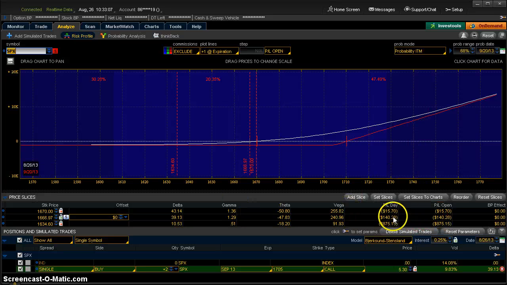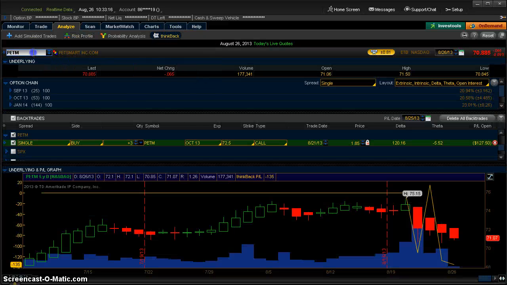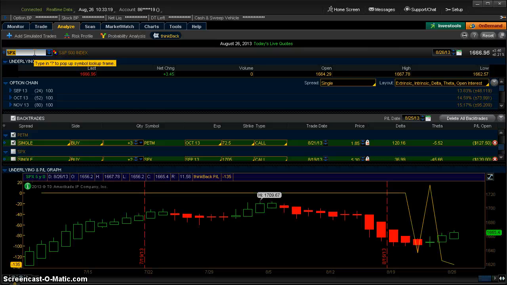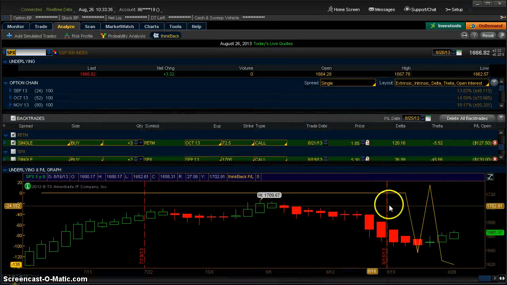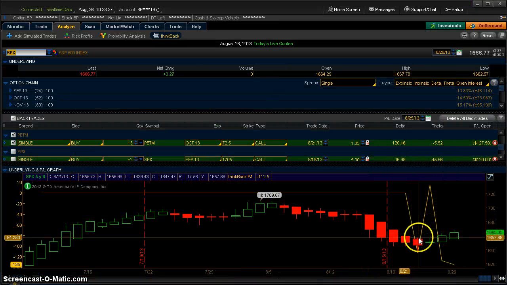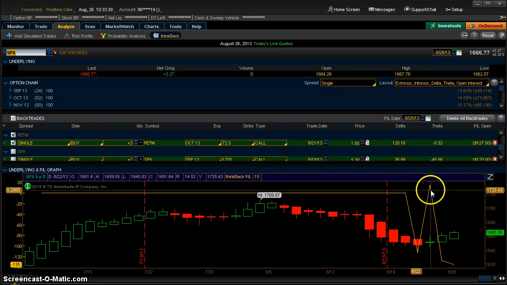Currently it's down $140. This is the new price slices. So if it's the thinkBack, it's already put these in here, it's remembering them for me. So that's why it depends on what window. If you put it in the main window, it will remember them. If you put it in one of these detached windows, it doesn't remember them. So again, here's the profit on the SPX.